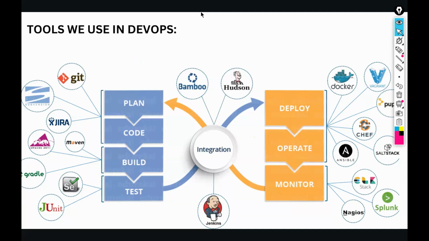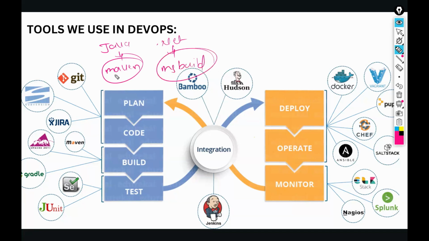Great. So now, after code, what do we have? Build, right? If your code was written in Java, the build tool is Maven. If your code was written in .NET, our build tool is MS Build. So in this course, we are going to learn both Maven as well as MS Build. Okay, now. So the build tool, Maven.